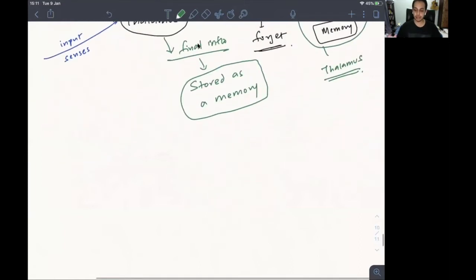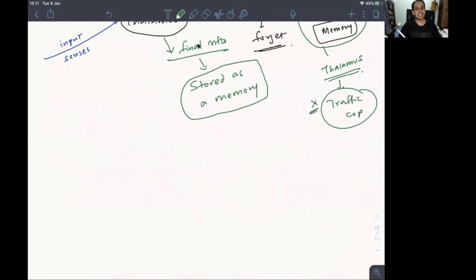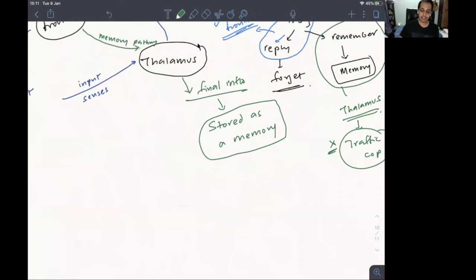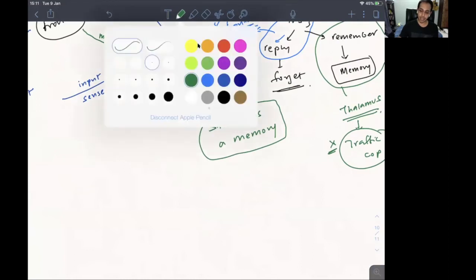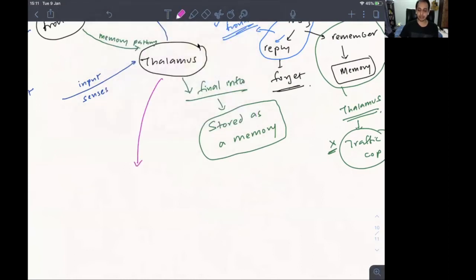But if you remember what we said, the thalamus is just a traffic cop. So the thalamus does not store memory in itself. It is not a hard drive. It only directs it to the correct place. So that means that there is another area which is responsible for storing memory. So what is that? Where does the thalamus send this memory to? And that part of the brain is called the hippocampus.